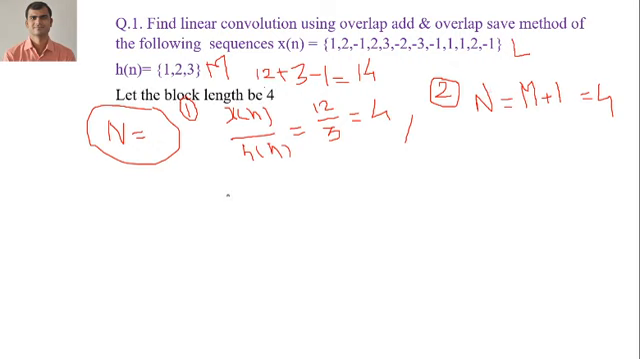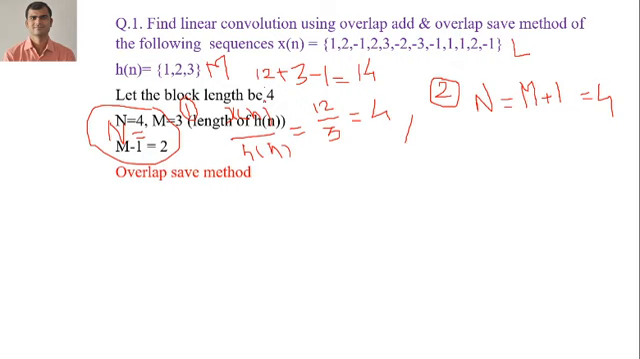If the first is not applicable and the second is not applicable, then you consider the block length as you want. Now capital N is equal to 4, the length of h of n, capital M, is equal to 3, so M minus 1 is equal to 2. Now we will be doing the method.